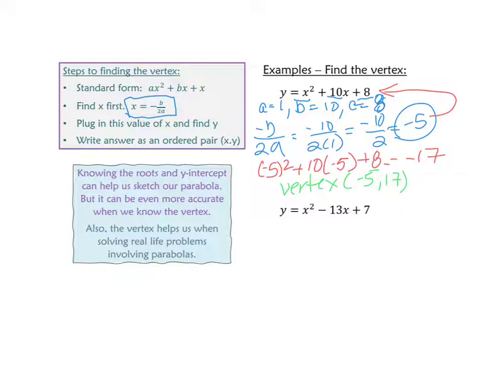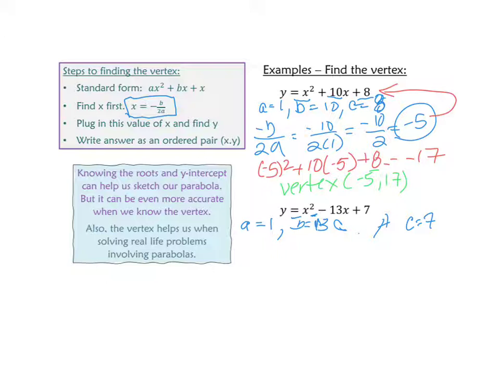How about this next one? Let's see how you can do on this one. Remember, we have to plug in to the formula negative b over 2a. A equals 1 because there's nothing there. B equals negative 13. And C equals 7. I'll have to write it over here, I guess. C equals 7. All right.